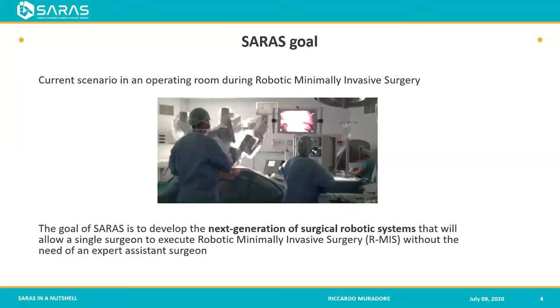So just to recap, nowadays in the operating room, there are two surgeons. The first one, the main surgeon, is seated at the Da Vinci console. The Da Vinci is a robotic system for minimally invasive surgery. And then we have another surgeon, the assistant surgeon, who is next to the patient and helps. The main surgeon uses standard laparoscopic tools, and the assistant surgeon is aware of what is going on in the belly of the patient just by looking at the video on the screen that you can see here, which shows exactly the images that come from the endoscopic camera.